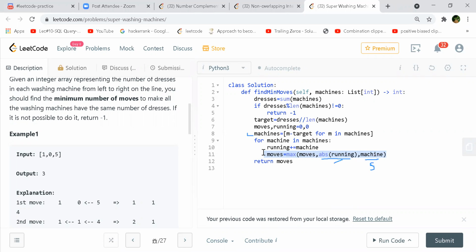But if my current machine is as big as that running sum, is it possible to solve this task in this case? I mean, let's say that the running sum is 9 and the machine is 10.